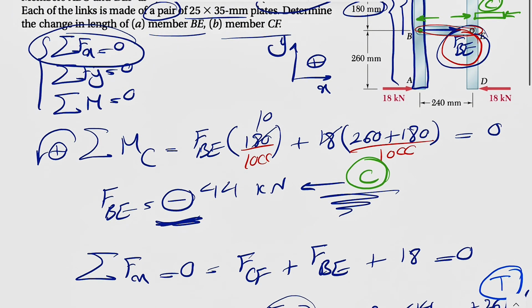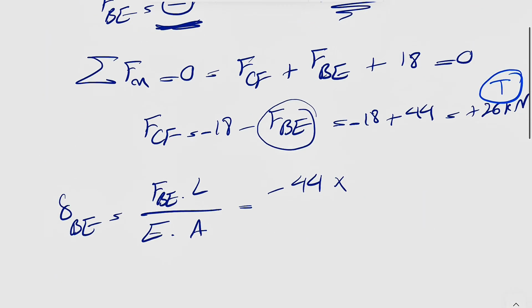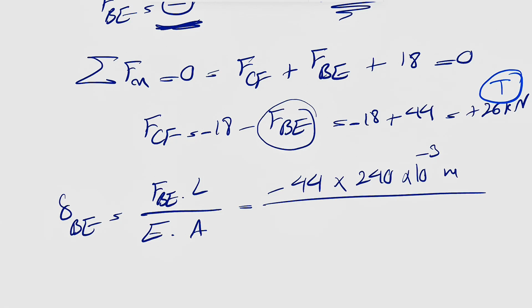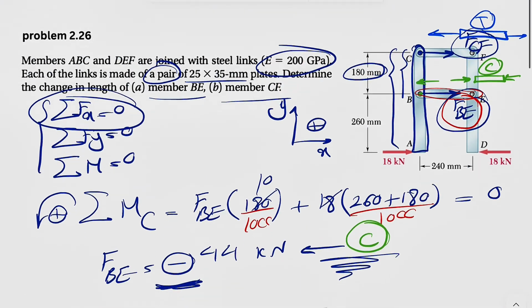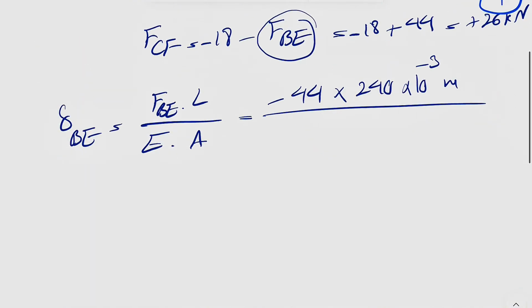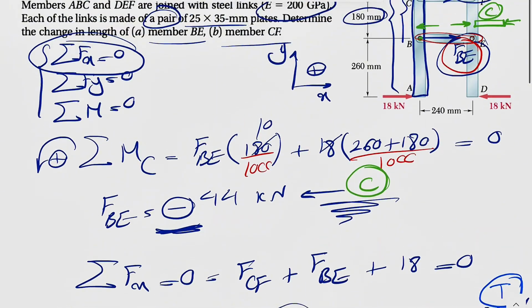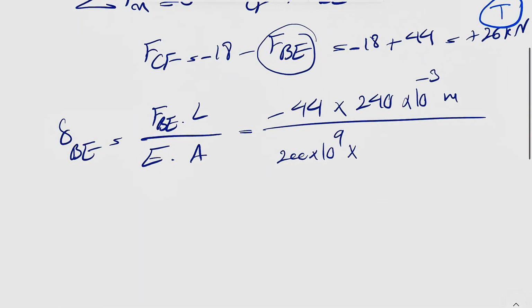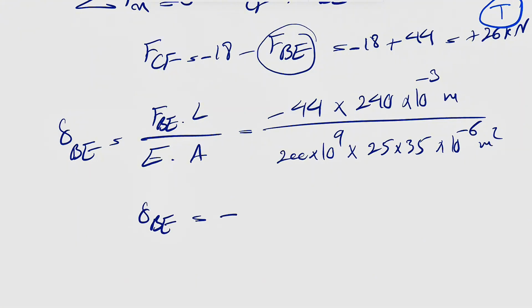So the length of the member is 240 millimeters, the same for both of them, 240 times 10 to the minus 3, just to get it in meters, and the elastic modulus was in the first, 200 gigapascal, so 200 times 10 to the 9, and the area, again, 25 by 35 millimeters, and we're going to do 10 to the minus 6 in order to get it in meters squared. And this should give us the answer for member BE.